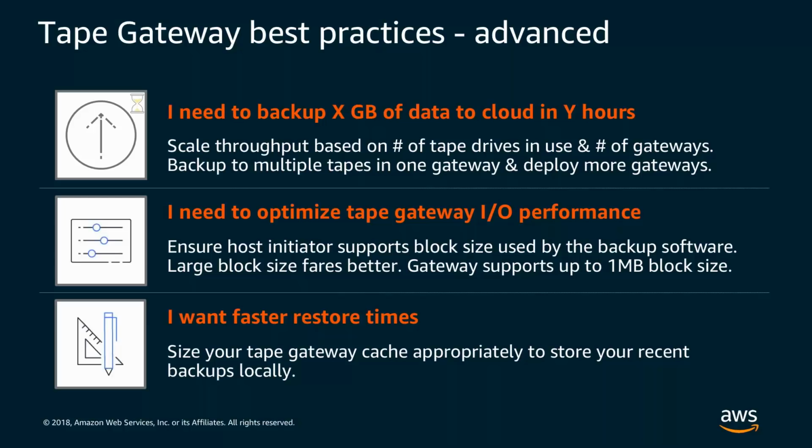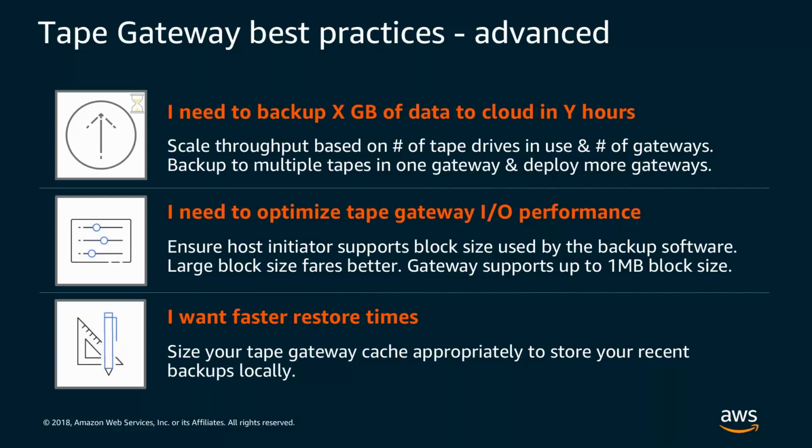The tape gateway generally fares better in terms of throughput when you're writing backups to multiple tapes at the same time. You also get more throughput by deploying multiple gateways in parallel. We'll provide concrete guidance at a later time on how you can use tape gateway throughput numbers to come up with the number of gateways you need to back up your data to the cloud in a specified time period.